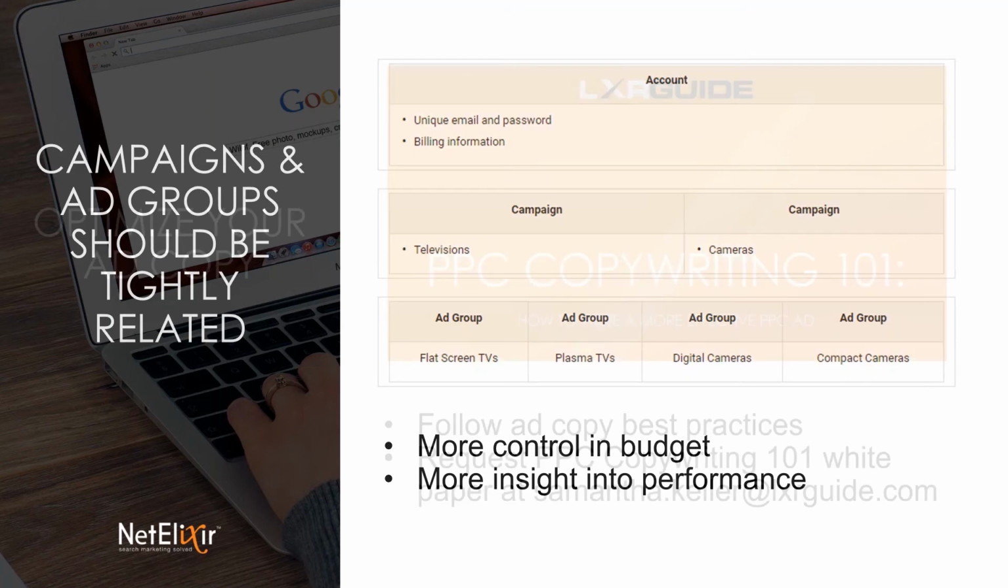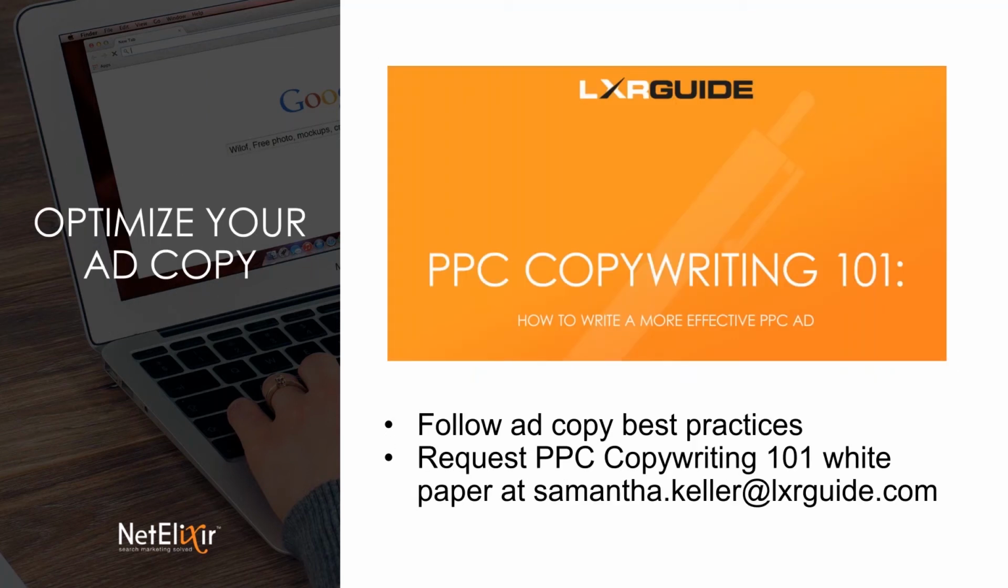Next, we'll move into how you should be optimizing your ad copy. So your ad copy is what will set you apart in the search results and get users to click on your ad over your competitor. So it's definitely important that you spend time optimizing this. Here at NetElixir, we've done a lot of research on this topic and found a lot of best practices, such as adding the phrase official site to your display URL can increase your click-through rate by 5%.